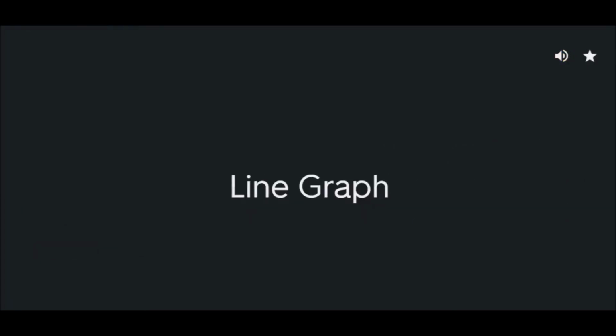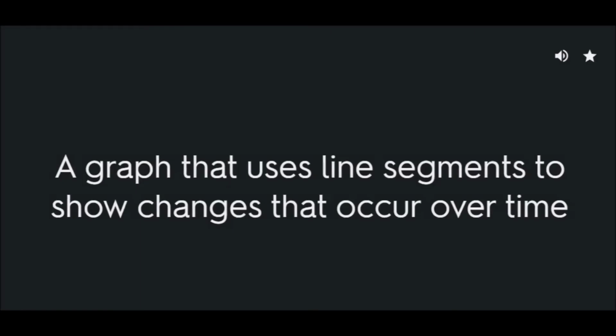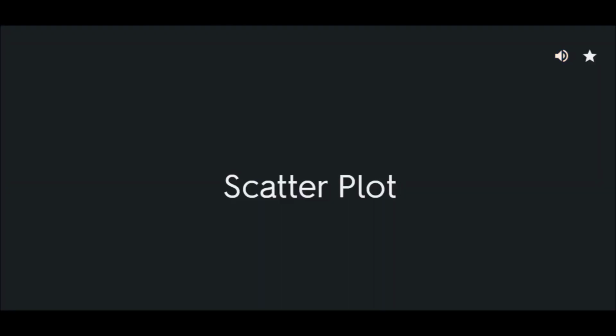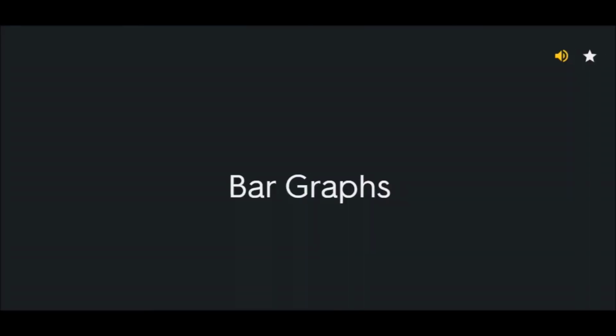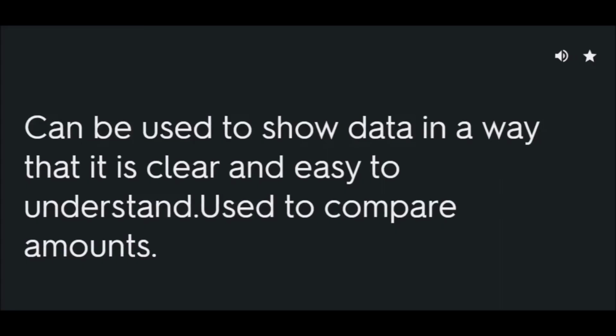Line graph: a graph that uses line segments to show changes that occur over time. Scatter plot: a graph with points plotted to show a possible relationship between two sets of data; it shows how two variables are related to each other. Bar graphs can be used to show data in a way that is clear and easy to understand, used to compare amounts.